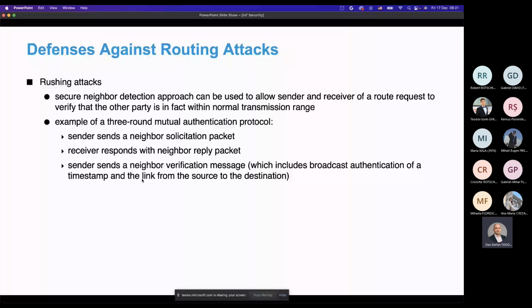In the first round, you have a node that sends a neighbor solicitation packet. In the second round, you have a node receiving the solicitation packet and responds with a neighbor reply message. And in the third round, the initiator of this handshake will send a neighbor verification message again, which includes broadcast authentication of a timestamp and the link from the source to the destination. So basically you have a handshaking protocol here that establishes trust between these two nodes.